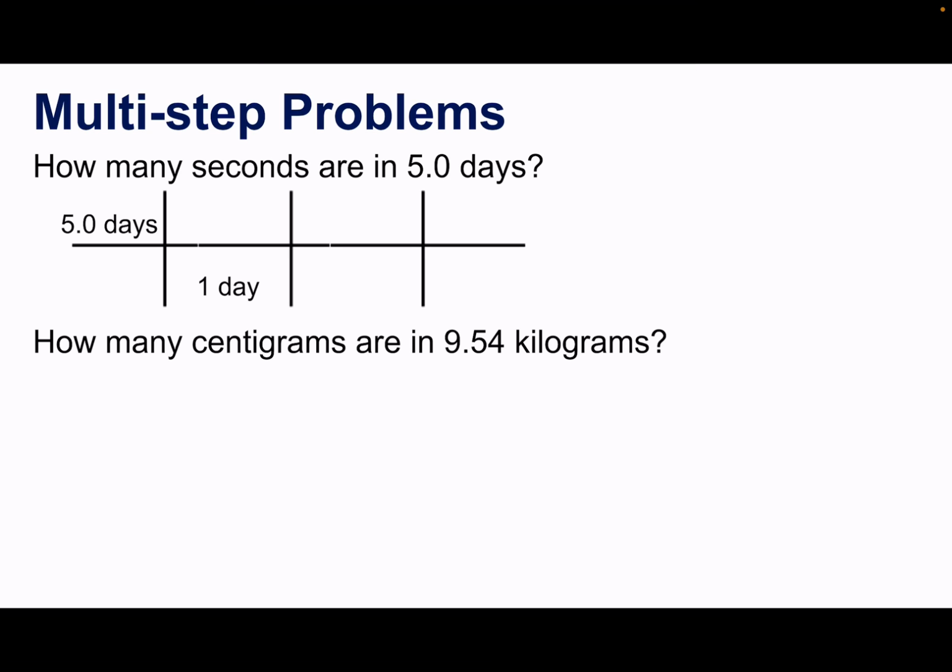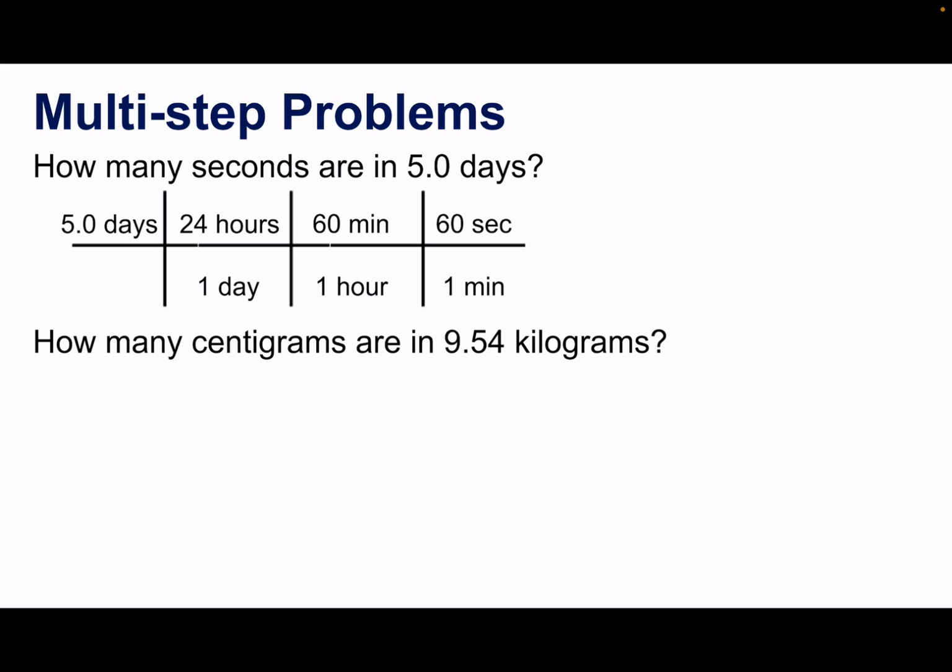1 day is 24 hours, right? Because I don't know how many seconds are in a day. Maybe some of you do. But I know that 1 day is 24 hours. And I know that 1 hour, there's 60 minutes. And I know that in 1 minute, there are 60 seconds.